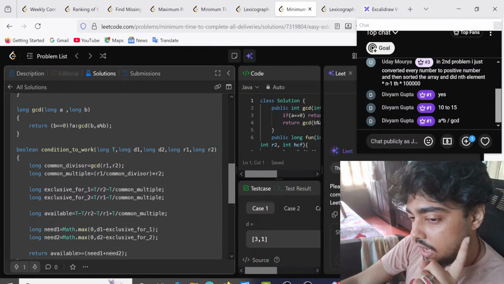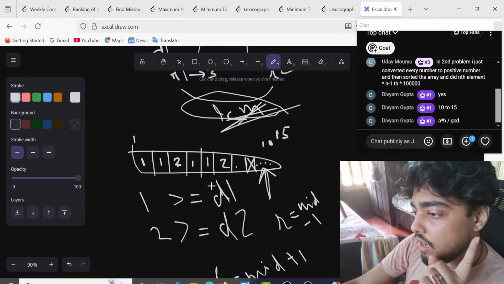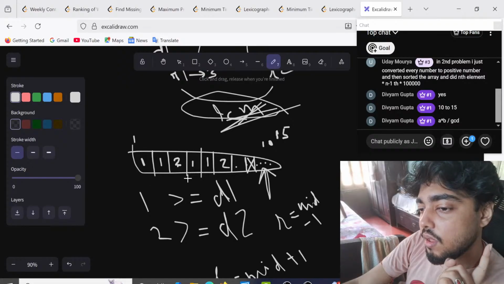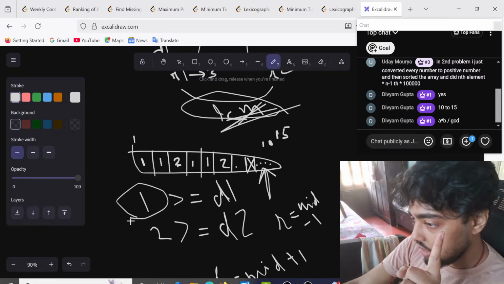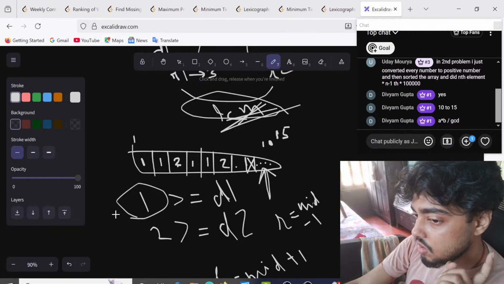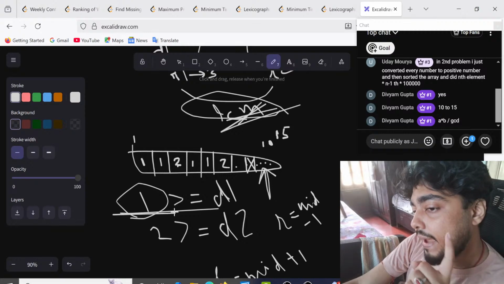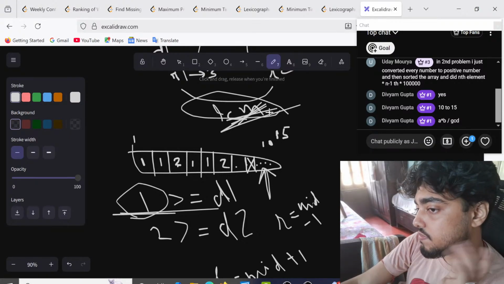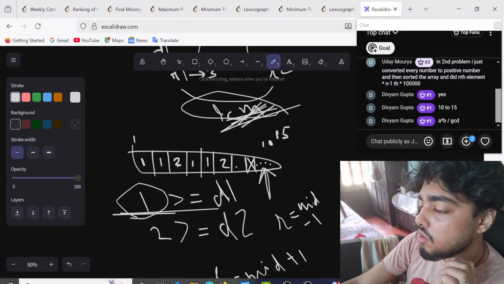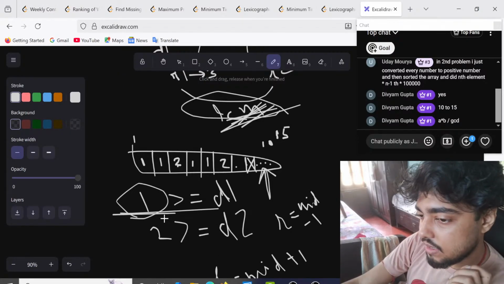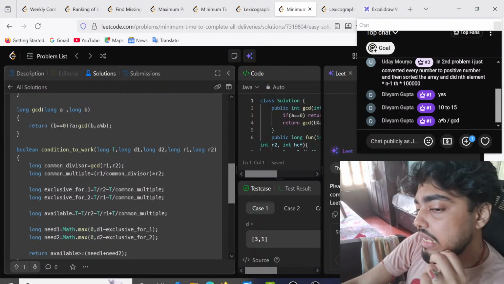Now see, exclusive for 1. What does that mean? That is, the recharge points which are applicable for drone 1 only. So that means the recharge points for drone 1 excluding the LCM, because LCM means those recharge points are common for both the drones. So we won't be taking that. How to find that? It is nothing but T by R2.